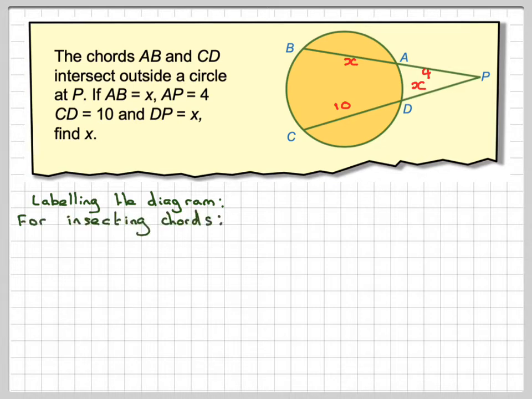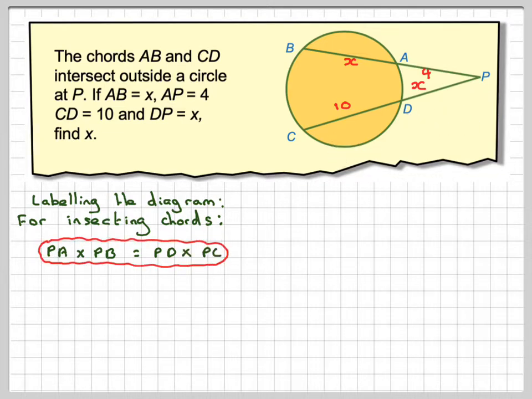For intersecting chords, we have that PA times PB is equal to PD times PC. Right, putting in the correct information. So PA is 4. Now PB, you've got to be a little bit careful here because PB is all of that distance. So it's going to be X plus 4. And PD is X. But PC, so from P to C, is going to be all of that distance, which is X plus 10.